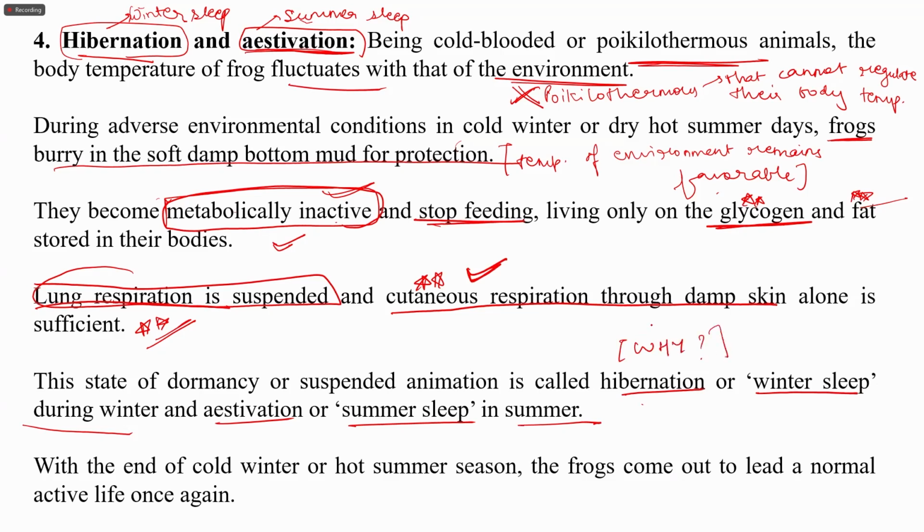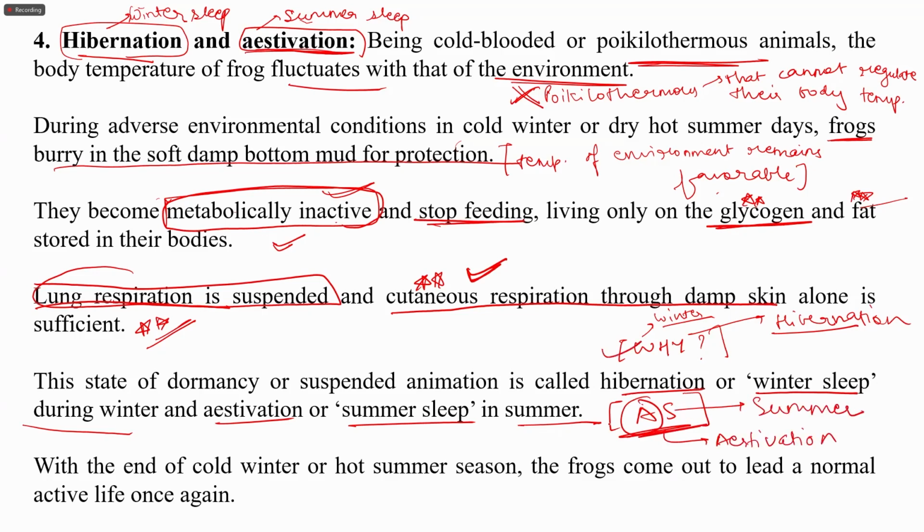In case you forget, just remember these two terms in English. Although the spelling of hibernation starts with HI, you can remember it as winter and hibernation, and summer sleep as estivation, where S stands for summer sleep. These two terms you may remember in order if you forget which is winter sleep and which is summer sleep. With the end of cold winter or hot summer seasons, we see frogs usually during the rainy seasons. The frogs come out to lead a normal active life once again. So this is about the hibernation and estivation habits of frog.